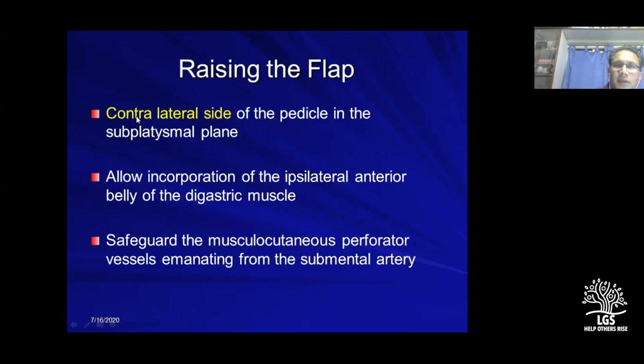You raise the flap based on the contralateral pedicle. Supposing you're taking it to the left buccal mucosa, then you start raising it from the right side. And again, as I said, 70% of the time the perforator would come deep to the digastric, but in 30% it could be superficial. So tend to include the anterior belly of the digastric in the flap to be really safe, so that the perforator is safeguarded.